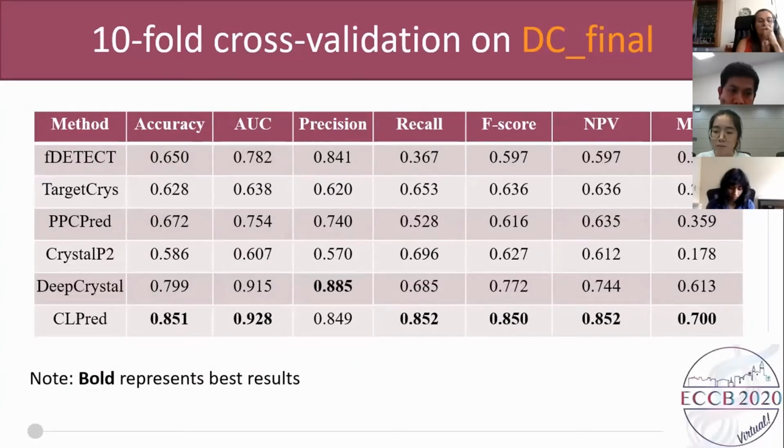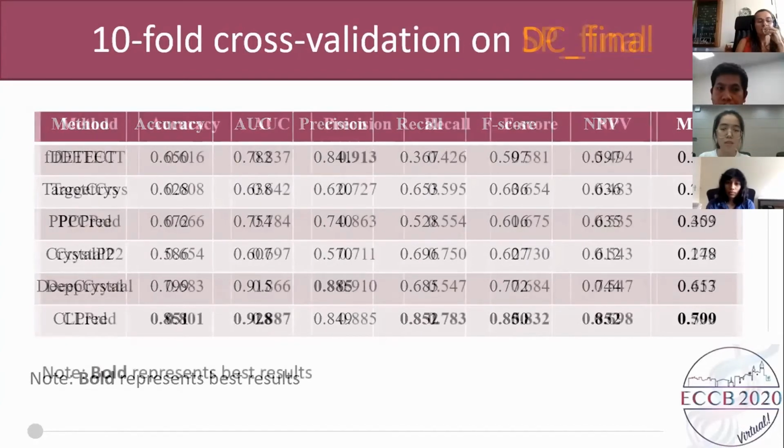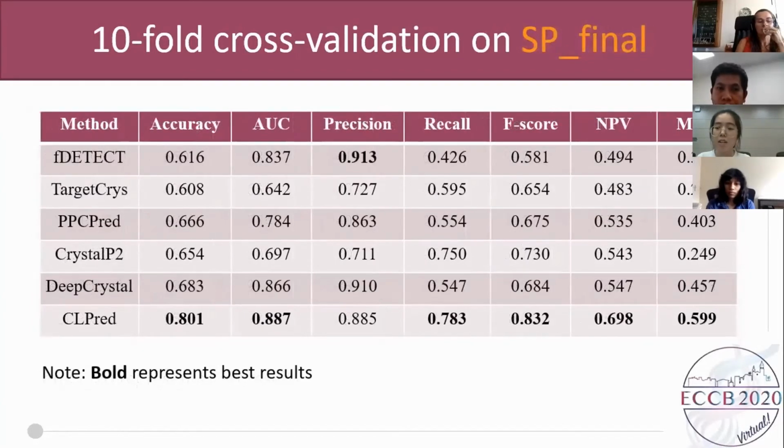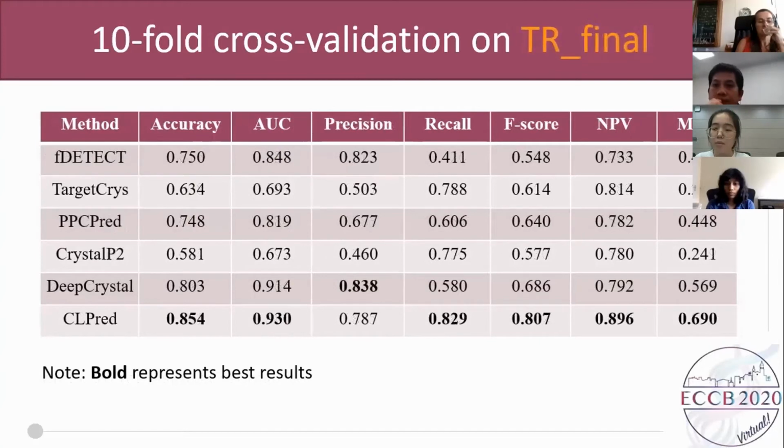But when measured by precision, our method is inferior to DeepCrystal. However, the gains of our model measured by other metrics are more significant. Here are the evaluation results on the other 2 data sets, as shown in the table. Our method usually obtains the best result compared with the other methods.